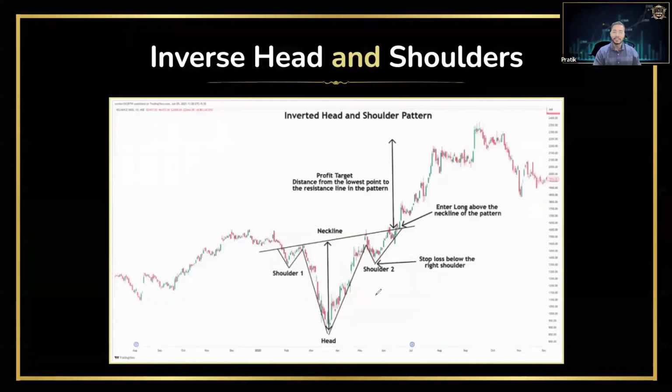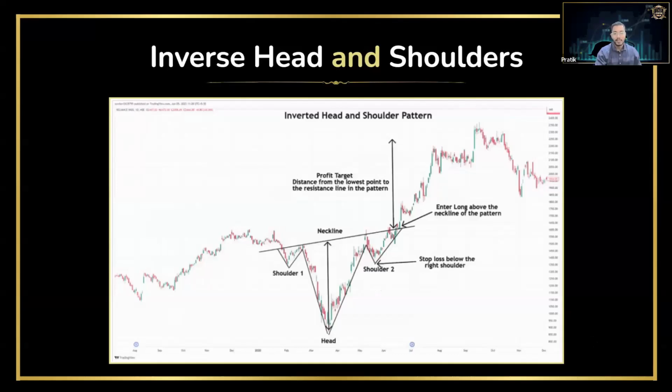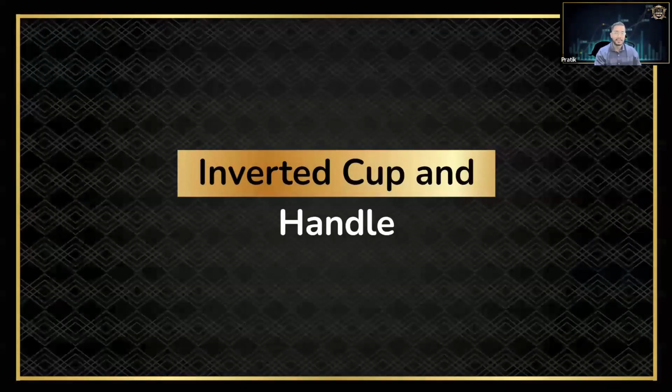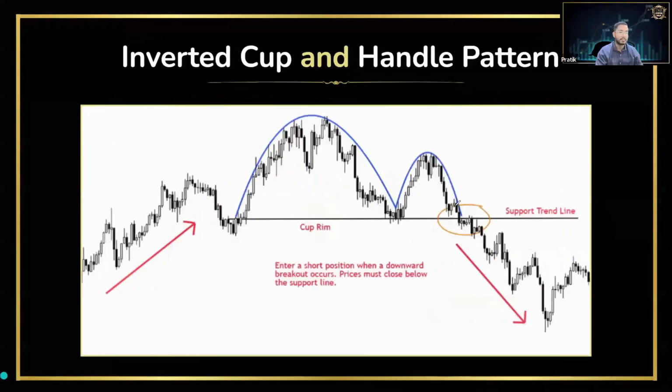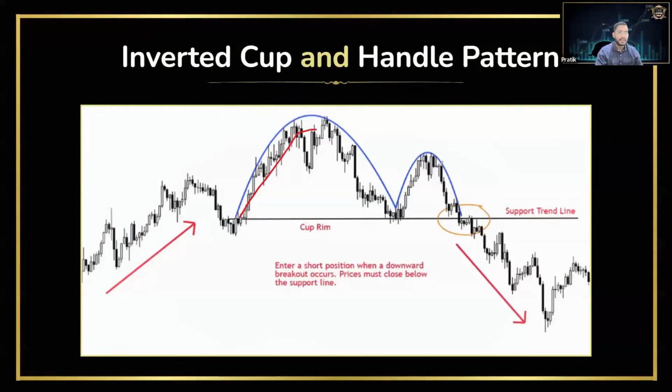So this is head and shoulders, inverted head and shoulders. Clear, everyone? The next one is the inverted cup and handle. Can you see a cup here? And can you see a handle here? The cup is upside down and the handle is upside down, like if you take a cup and keep it on a table like an igloo. So if you see this, can I say that this is an inverted cup and handle? Yes.